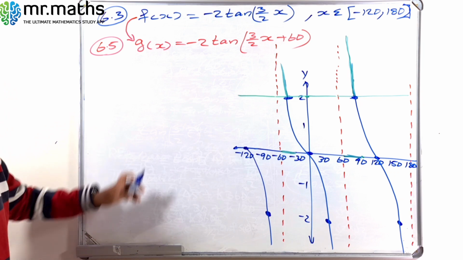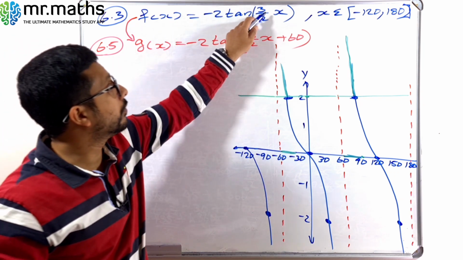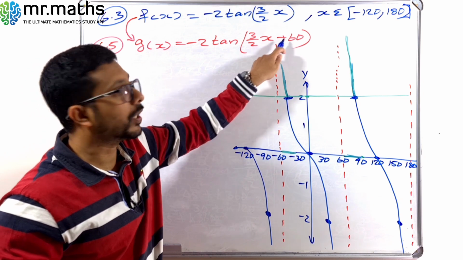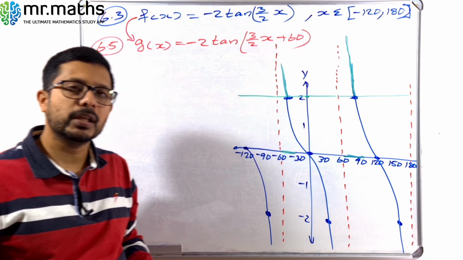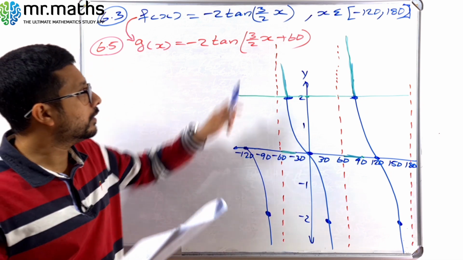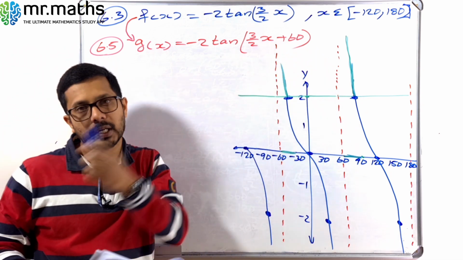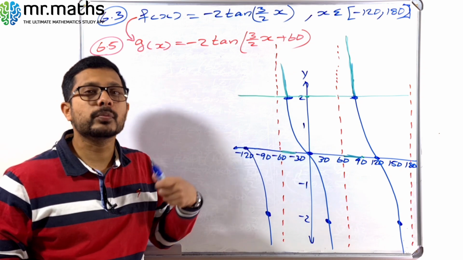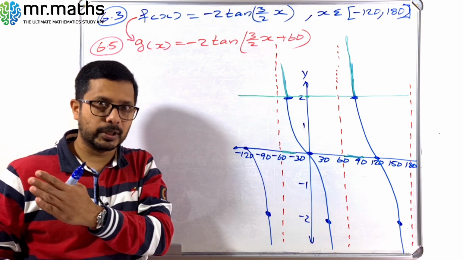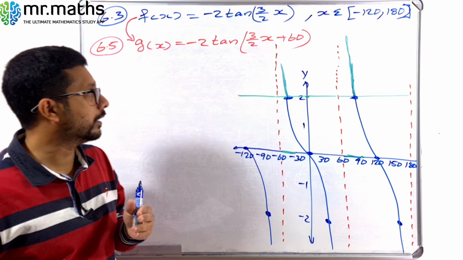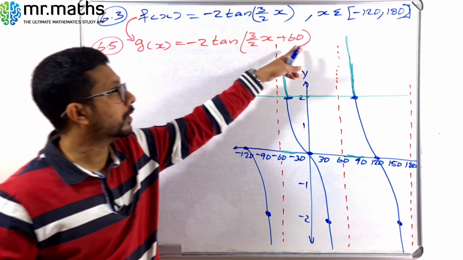Okay, so look at this one: minus 2 tan 3 over 2 x plus 60, that is the difference, plus 60. So maybe now you are thinking that since it is x plus 60, it is shifted 60 degrees to the left, right? X plus 60 means it is shifted 60 degrees to the left, am I right? Okay, but it's not like that here.